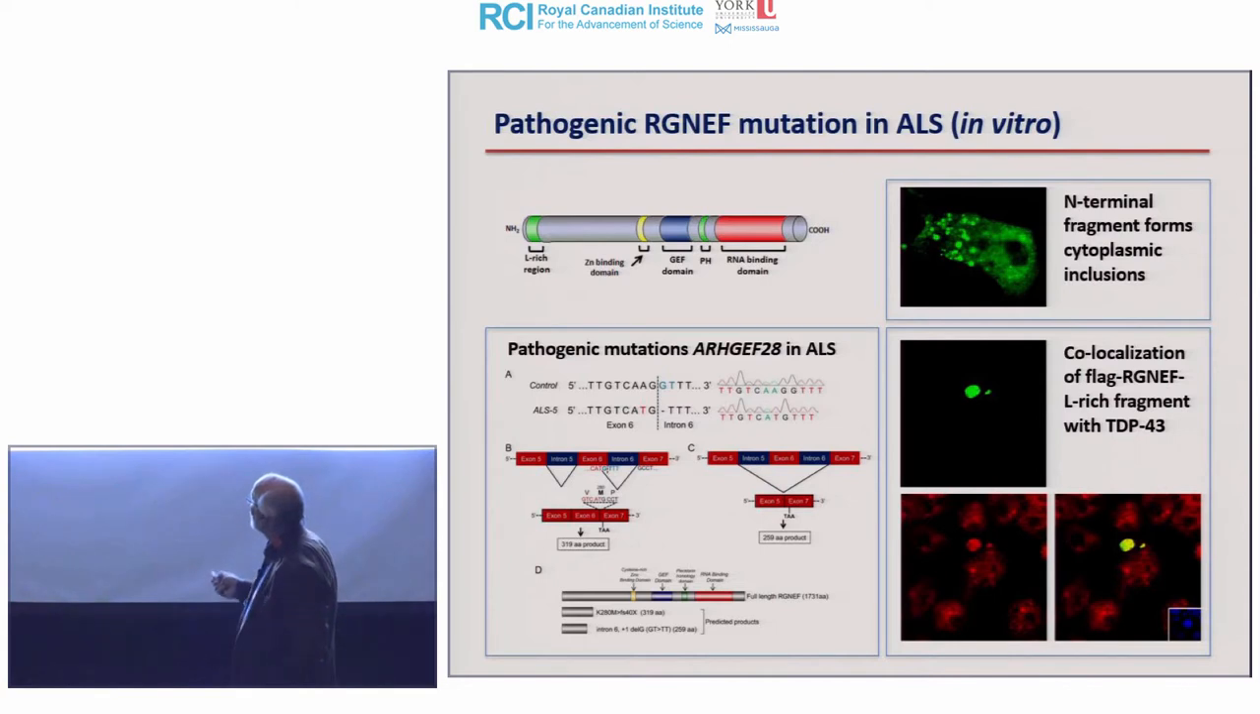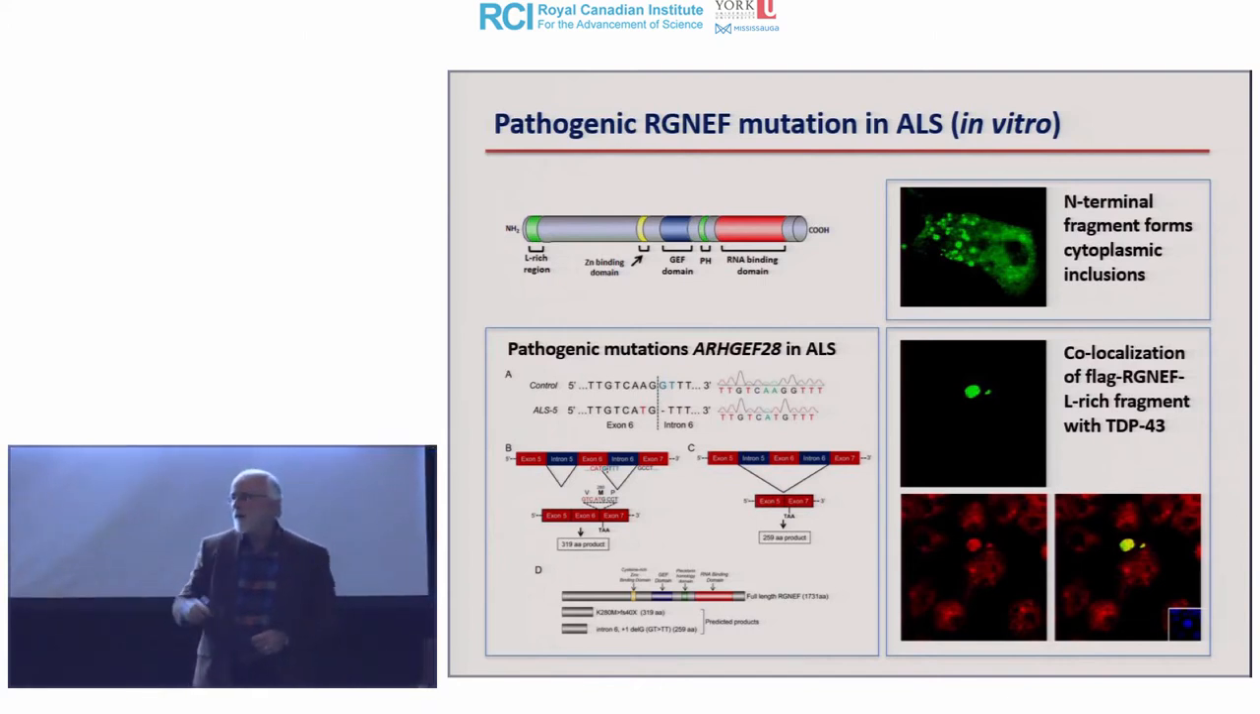And what's really interesting is here's the whole protein. When we put a mutation in, that mutation gives rise to just a small little fraction of the protein, not the whole thing. And if we put that small little fraction of a protein into neuronal cells, guess what? It forms aggregates. Exactly what we're looking for in the human tissue. More importantly, it also incorporates TDP43. It brings a second binding protein in, so it starts to sequester that.